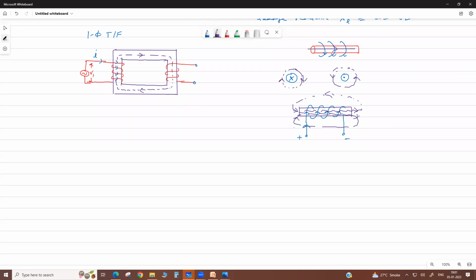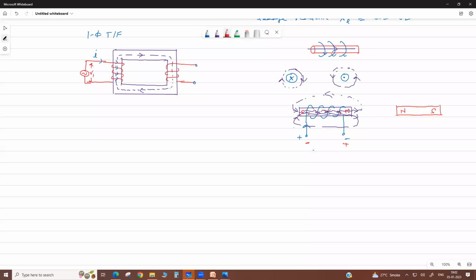The end where the flux exits is called the north pole, and this is called the south pole. Now these poles will change if we change the polarity here. If this becomes positive and this negative, then the direction of current is reversed. Then the flux also changes, meaning the poles change in an electromagnet. But in a permanent magnet, these poles are fixed, north and south.